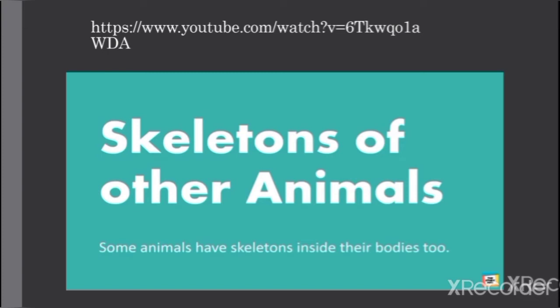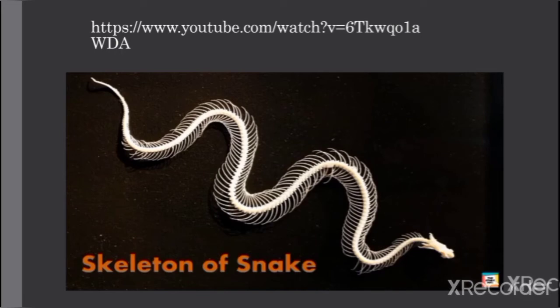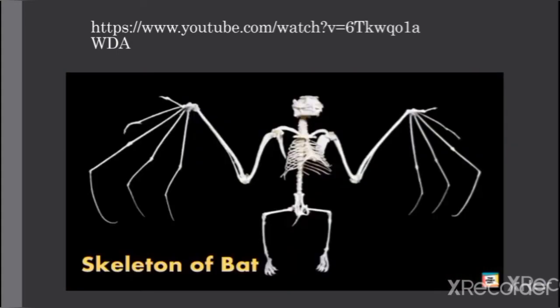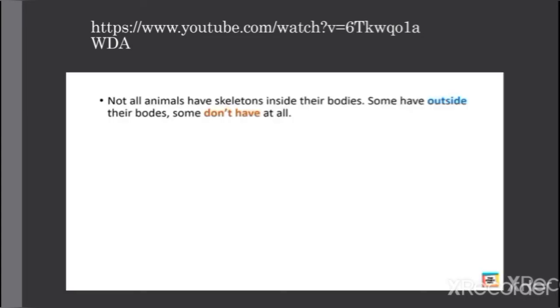Let's learn about skeletons of other animals. This is the skeleton of a snake. Can you see its long backbone and a small skull? Here is the skeleton of a bat. Can you identify its rib, skull, and arm and leg bones? Not all animals have skeletons inside their bodies. Some have them outside their bodies, some don't have them at all.